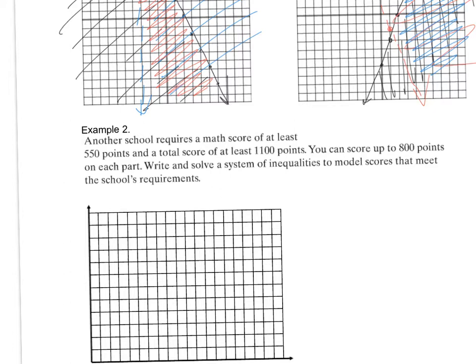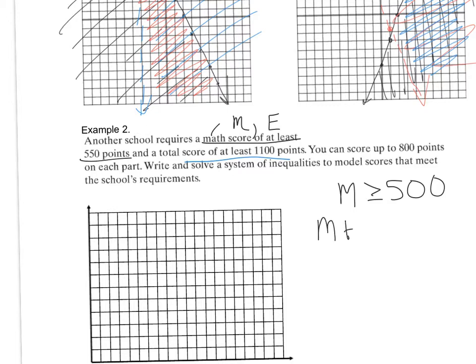So there's two, we're probably missing some information on here. You have a math score and then an English score. So if I'm using M as math, E as English, I'm going to write some inequalities for this. So you have to score at least 550 points on the math test. So math has to be greater than or equal to 500. And a total score of at least 1,100. So that means that math plus English has to be at least 1,100.